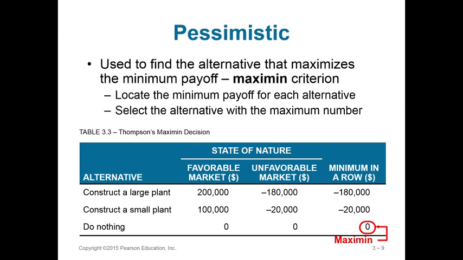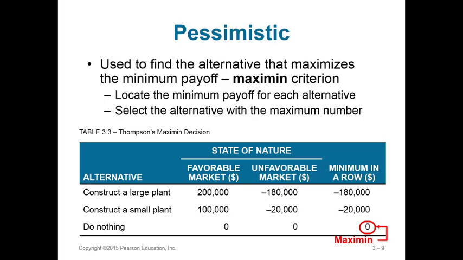So you find out what the worst numbers are in each row, and then you find the best worst number, and that's going to be the 0. So under the best situation, you would choose to construct the large plant because it's got the highest positive number. Under the unfavorable market, you would choose to do nothing because it's got the least bad option out there.